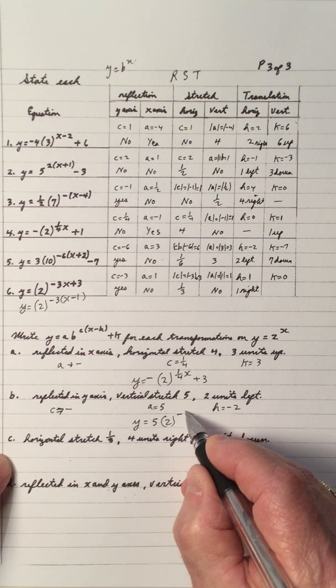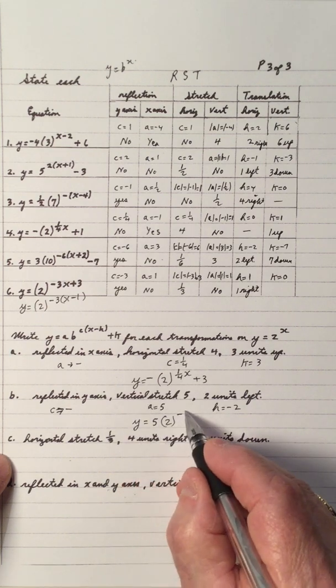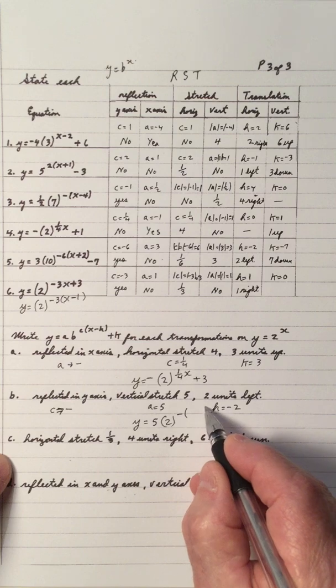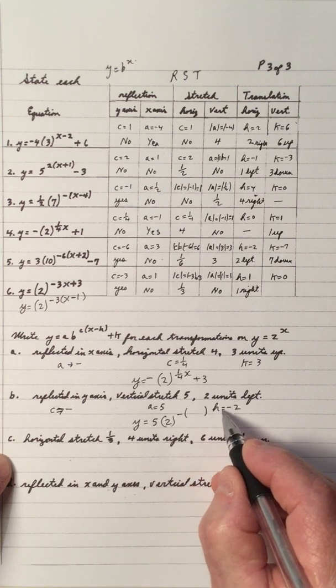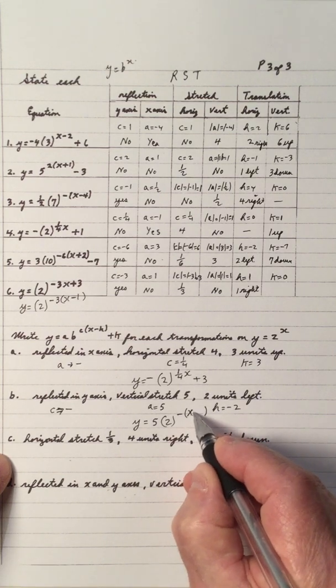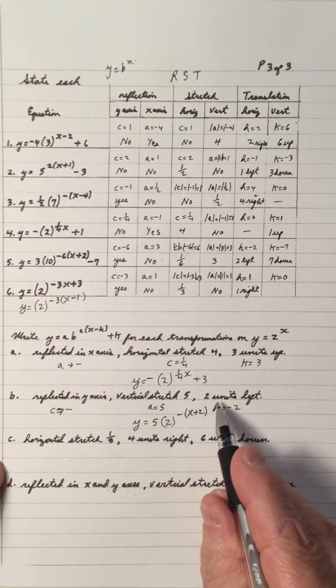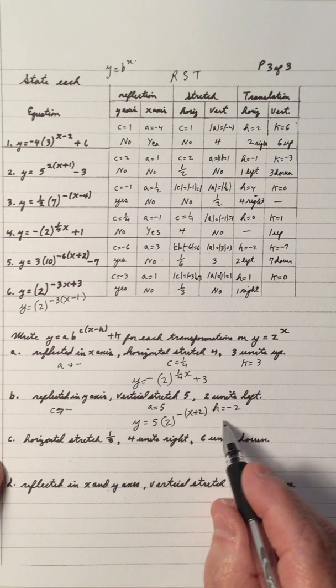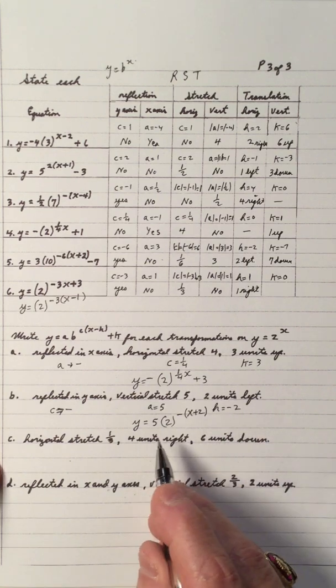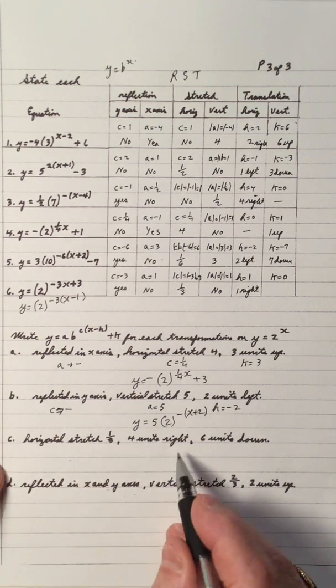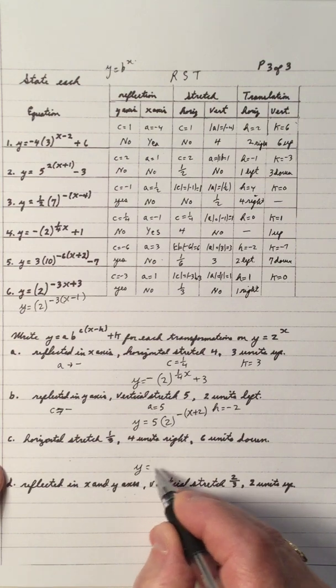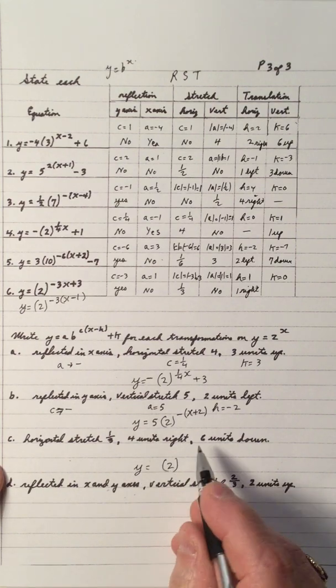So that means we have no horizontal stretch. The horizontal stretch is just 1. So we have h is -2, so that's x plus 2. So there's the equation. And we do not have up or down, so we have no value of k in here. K is 0.